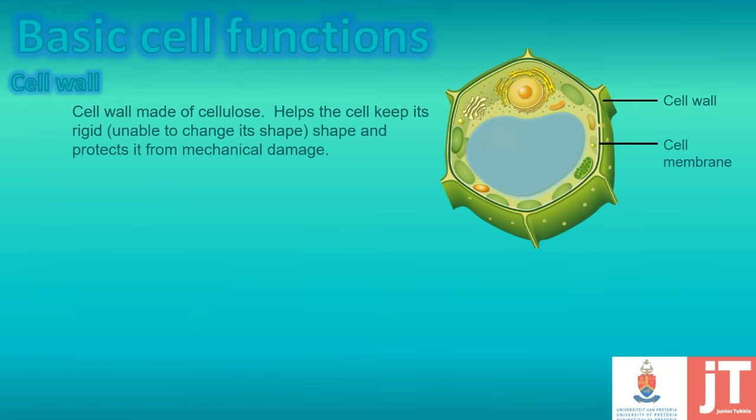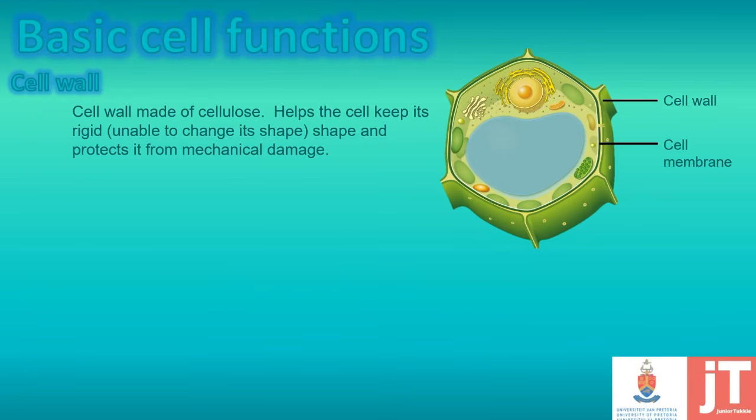Next is the cell wall. Cell walls are made out of cellulose. Interestingly, humans cannot digest cellulose. Cellulose is an important building block or a structural material of the plant cell, as it helps the cell to keep a rigid shape, and it protects the cell against mechanical damage, harsh winds, or even hail and a lot of rain, especially like what we are having recently. So it actually protects the plant against it.